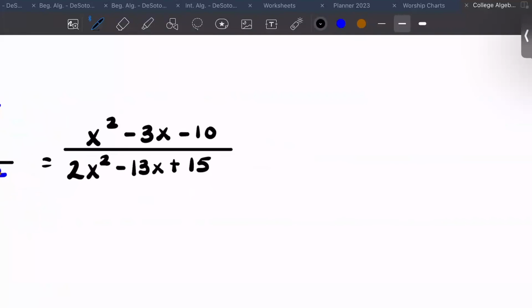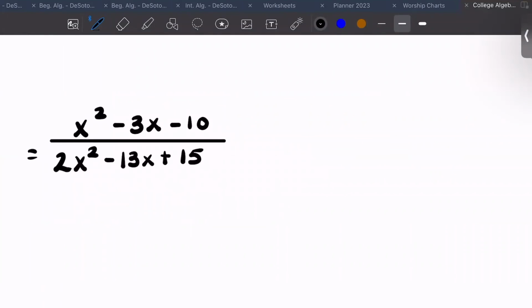Well, something great just happened. Now we only have a rational expression. We have x squared minus 3x minus 10 over 2x squared minus 13x plus 15. And that is certainly something that we know how to deal with. That's an easy trinomial over a hard trinomial. So we're just going to factor.